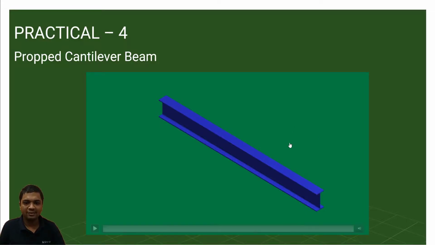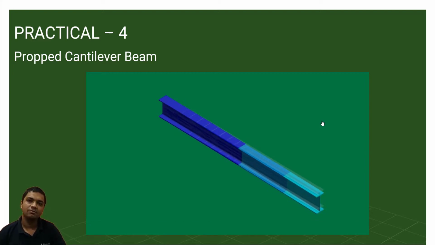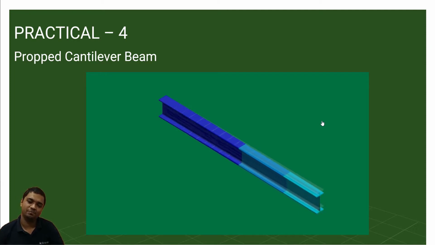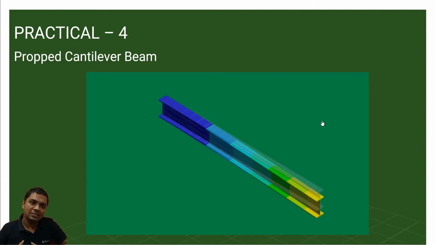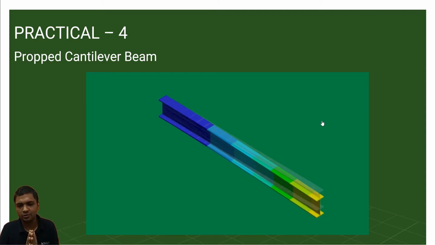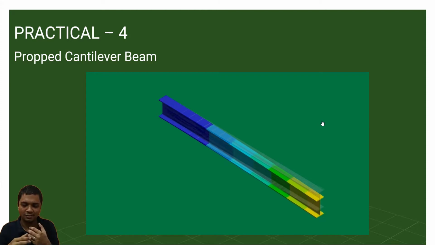Welcome to practical 4, which is on a propped cantilever beam, which is fixed at one end and subjected to a uniformly distributed load. A beam is something you have already studied in your statics or strength of materials classroom. I'm just revising it once again.